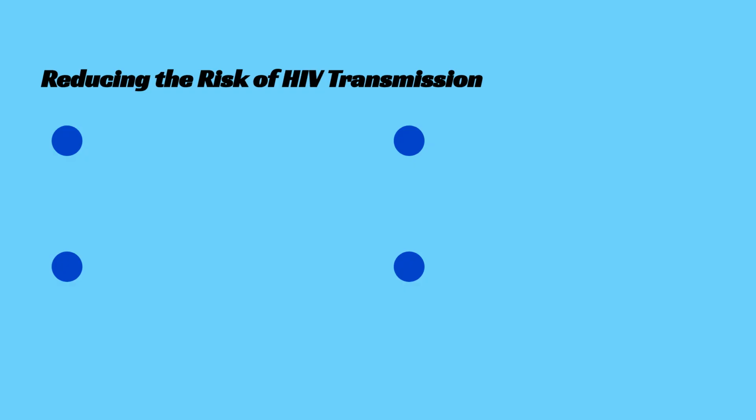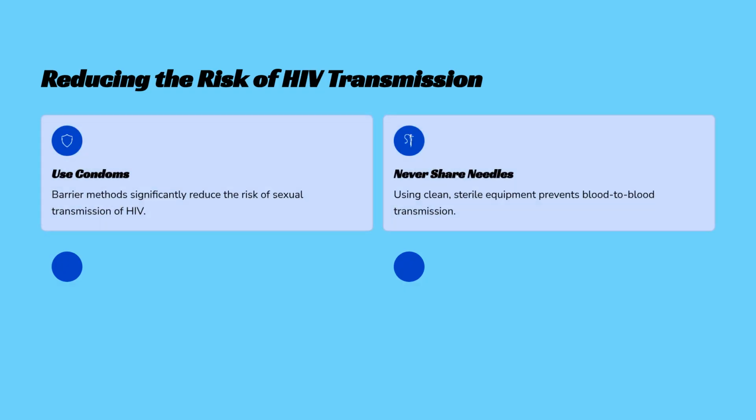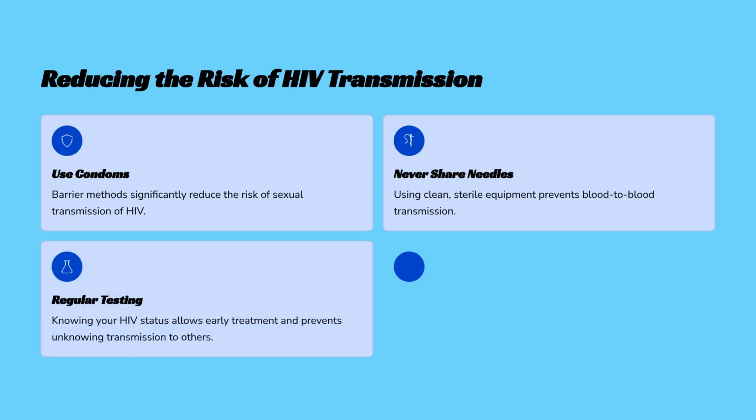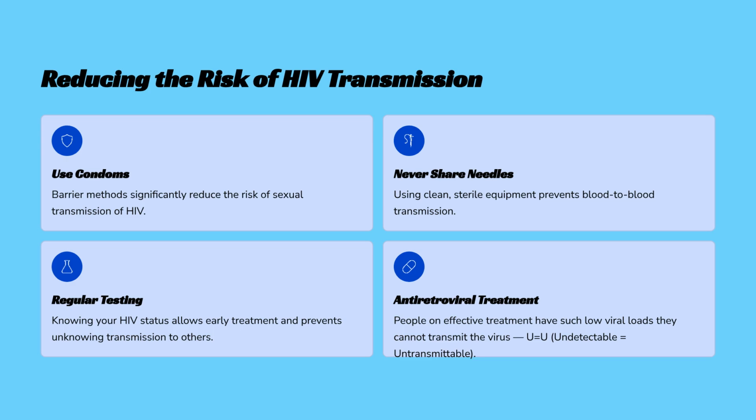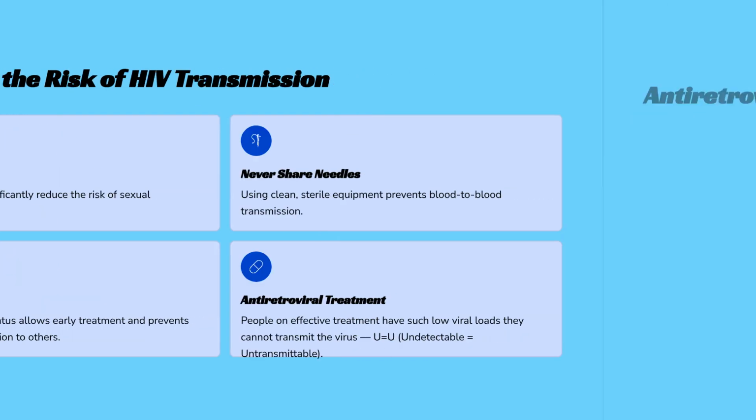We can significantly reduce the risk of transmission. Key strategies include using condoms, never sharing needles, undergoing regular testing, and, very importantly, using antiretroviral treatment. Effective treatment keeps viral loads so low that the virus cannot be transmitted, known as U=U.